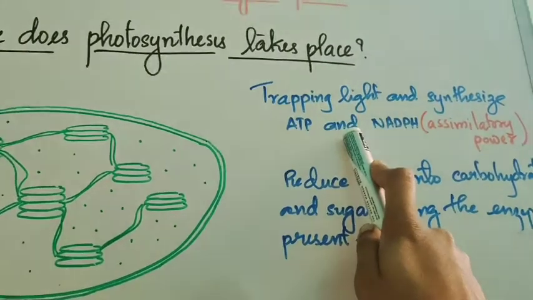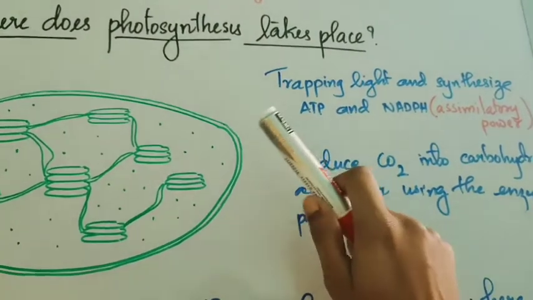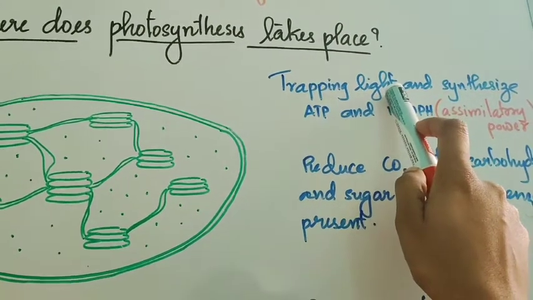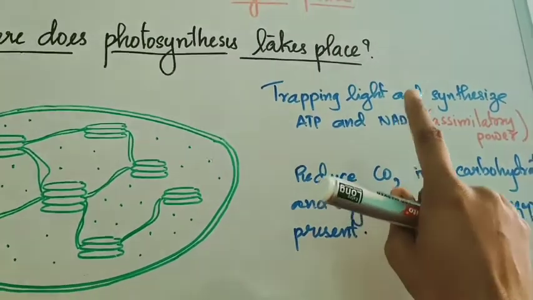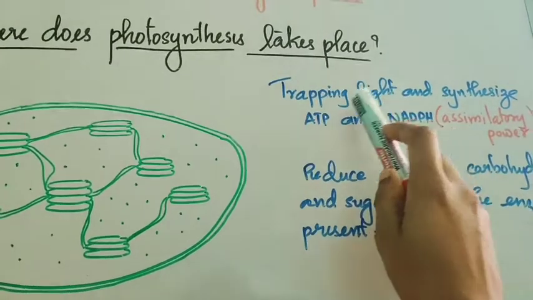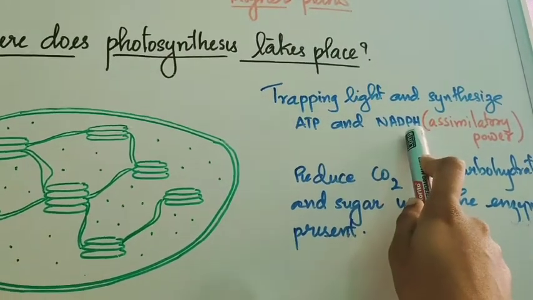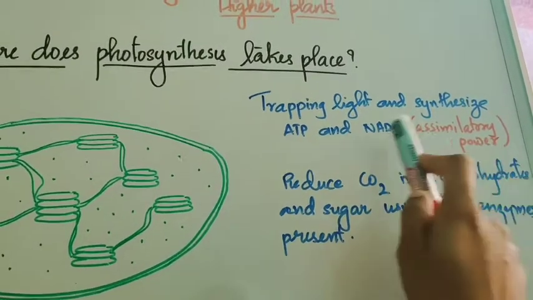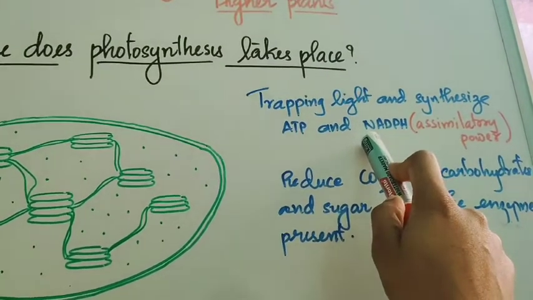Trapping of light and synthesizing ATP and NADPH. The first step in photosynthesis is trapping of light. We know that light is an essential raw material for the process of photosynthesis. And that light which is obtained from the only source, the sun, is captured, it is trapped, and then it is used for the synthesis of ATP and NADPH. ATP and NADPH are called assimilatory power because it is this power which is later on used for the production of carbohydrate or sugar.